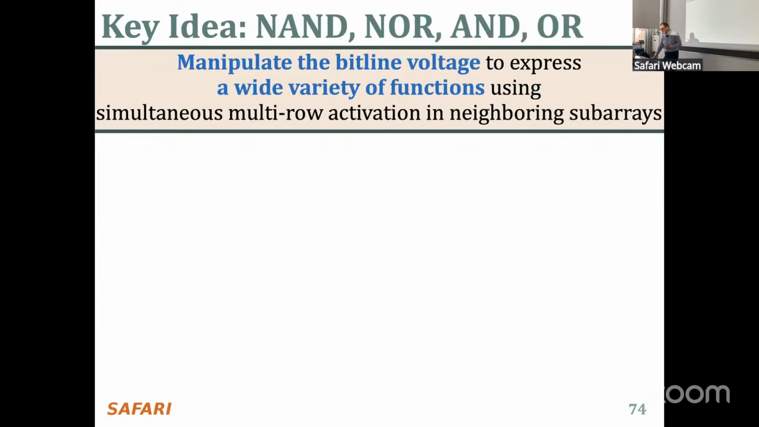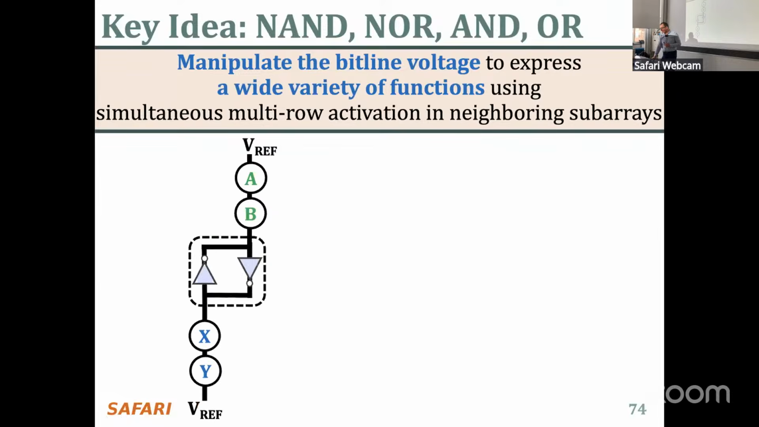And I think maybe the most interesting one, although NOT is also interesting, but all of these are interesting, but NAND, NOR, AND, and OR are perhaps the most interesting ones. And the idea here is to manipulate the bit line voltage to express a wide variety of functions using the simultaneous multi-row activation. So if you can activate multiple rows simultaneously, what can you do?